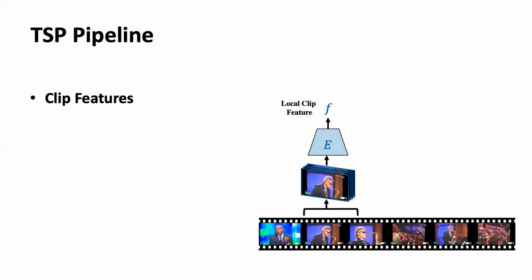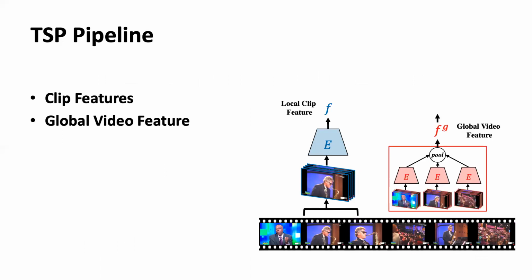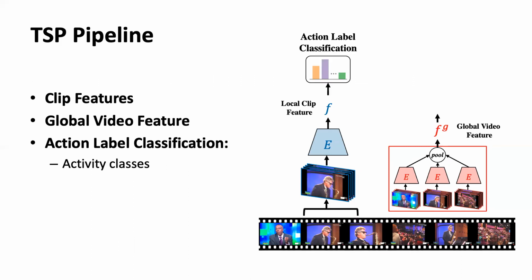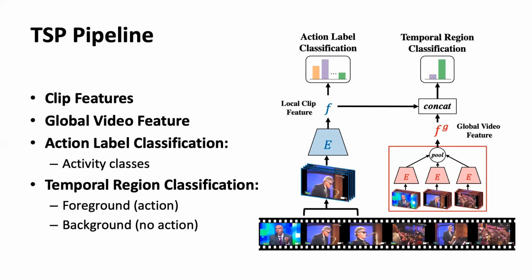Given an untrimmed video, we sample a short clip and generate its local clip features. We aggregate the local clip features across the video to create a global video feature. We pre-train the encoder on two classification heads. The action label classification head predicts the activity class from the sampled clip if the clip is from a foreground segment. The temporal region classification head takes in the concatenation of local and global features and predicts whether the sampled clip is from a foreground or a background region.